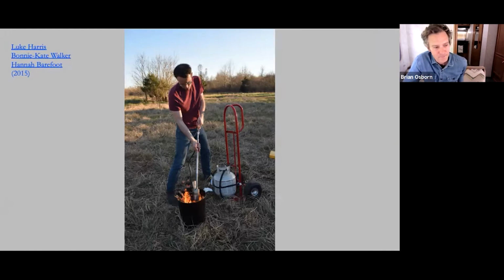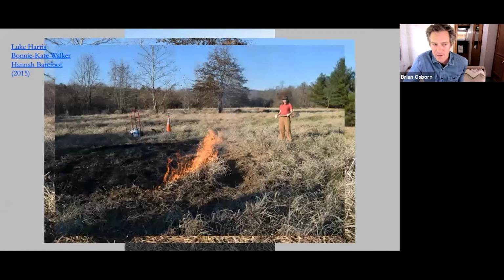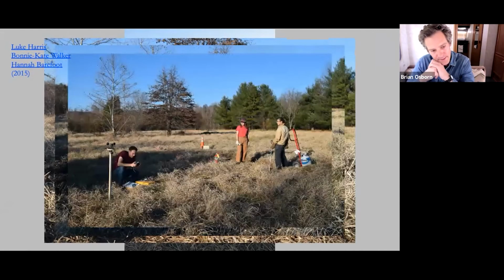And this is maybe one of the most grandiose versions, where a group of students, Luke Harris, Bonnie Kate Walker, and Hannah Barefoot, produced a kind of control burn. And again, they were working as 3 individuals. Each of them had a different interest, but decided as a group that understanding what a control burn did on the site was helpful for all of their research agendas.